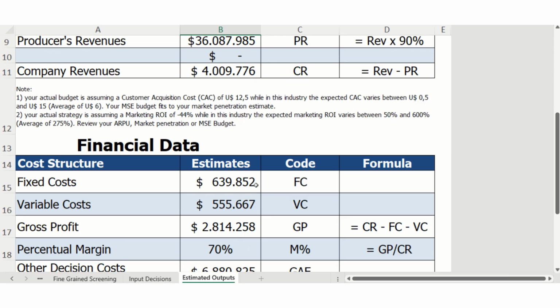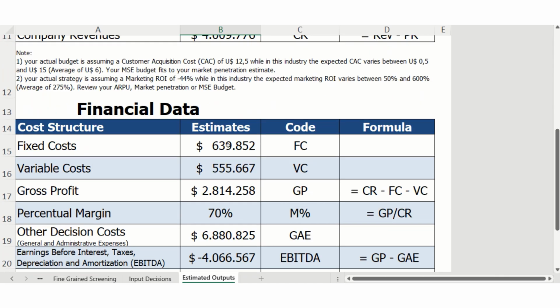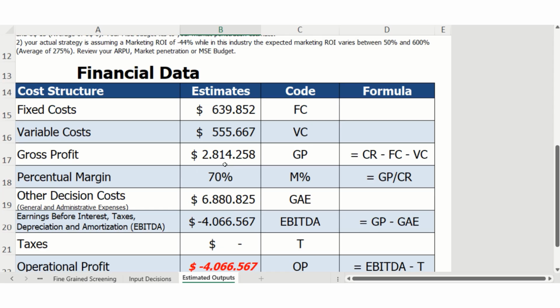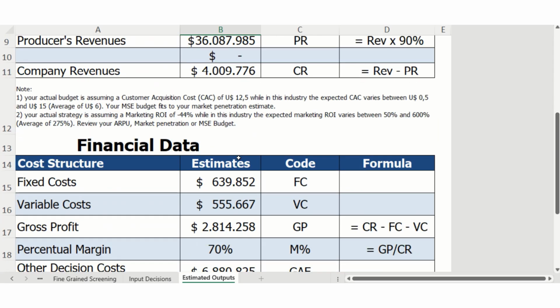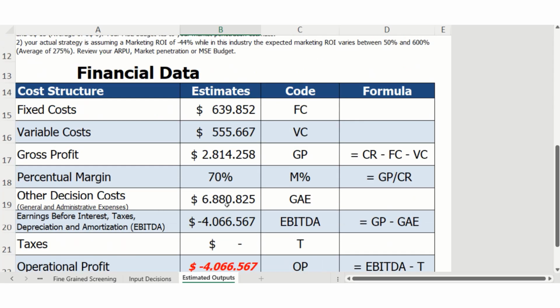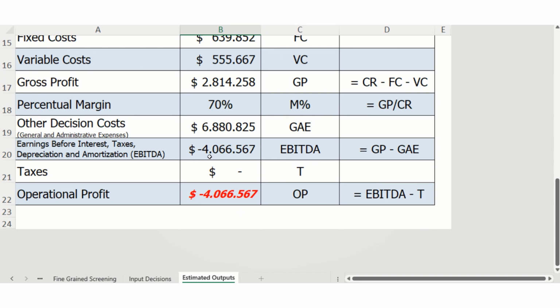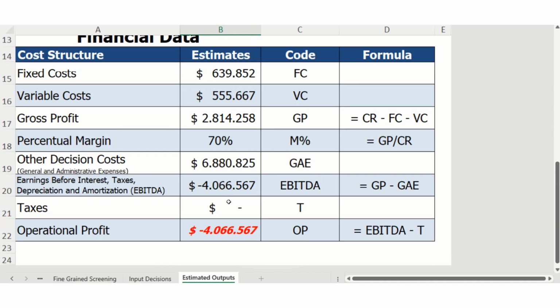If that happens, what will be my fixed costs? So these are fixed costs and variable costs. So my gross profit will be $2.8 million. My percentage margin is 70% in this case, comparing my gross profit divided by the market revenues. And the other decisions will cost me $6.9 million, meaning that my earnings before interest, taxes, depreciation, and amortization will be a loss of $4 million. And in this case, I'm going to lose $4 million with my operation.